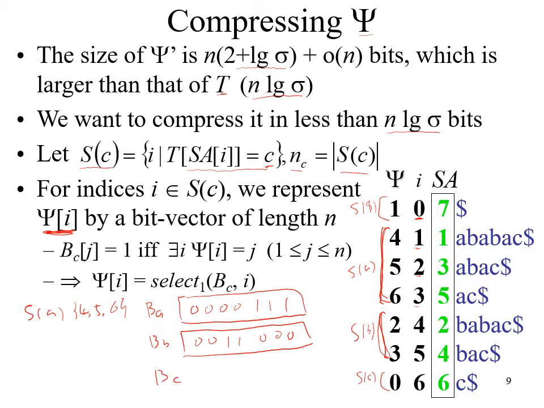the psi is just 0, so we store 1, 0, 0, 0, 0, 0. Okay, so if we store these bit vectors B sub C, then it's easy to compute psi I by just select one of B sub C and I.